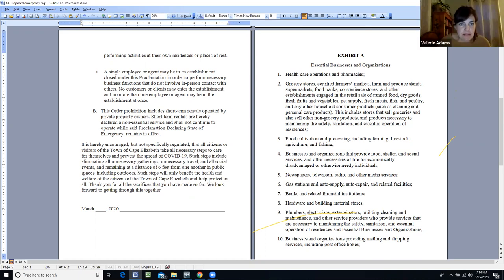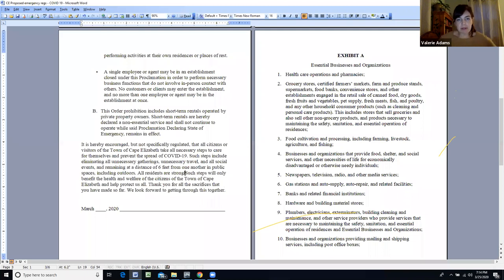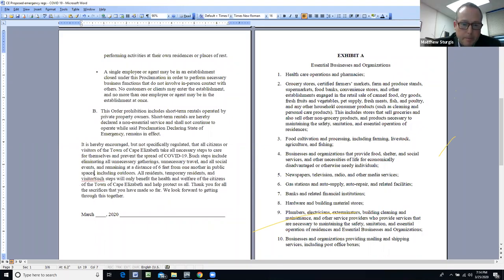Yes. So all residents? All residents are strongly urged. I wanted to put all residents, temporary residents, and visitors to the town of Cape Elizabeth. I think we need an "of" in there too to make it grammatically correct. But yep, okay. Chris, jump in on that.